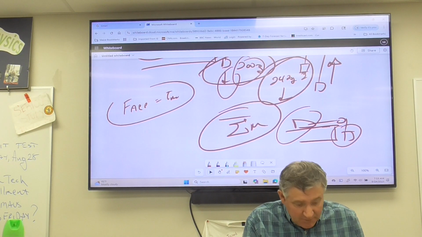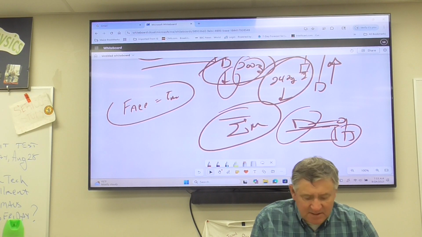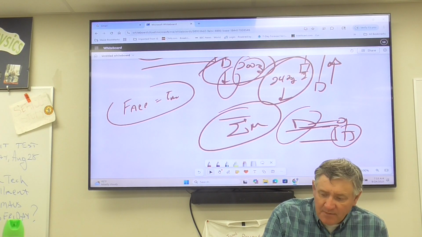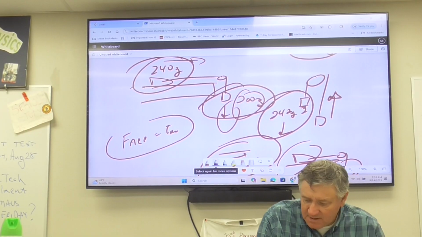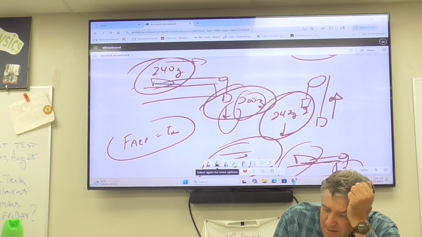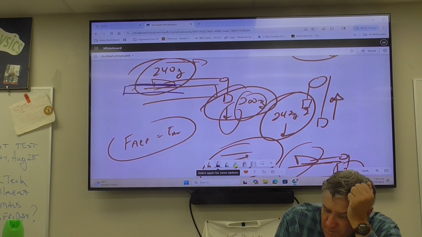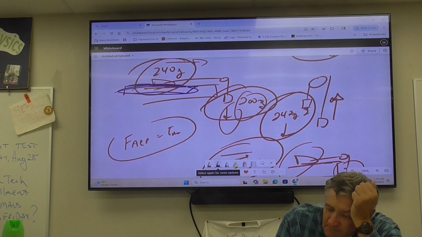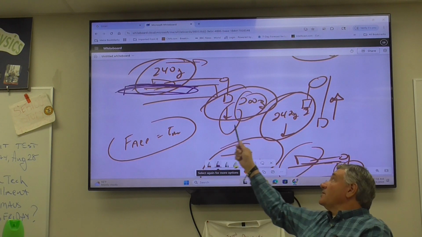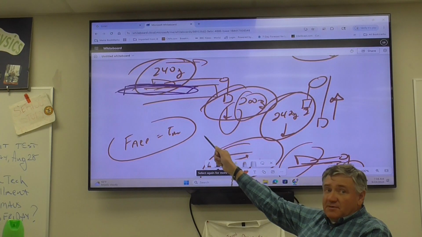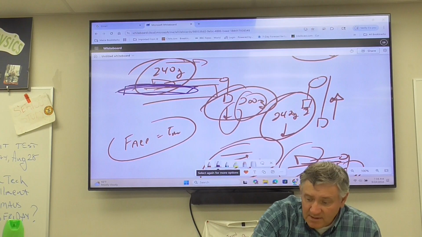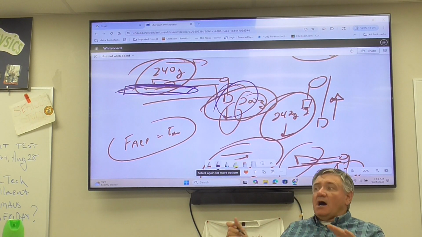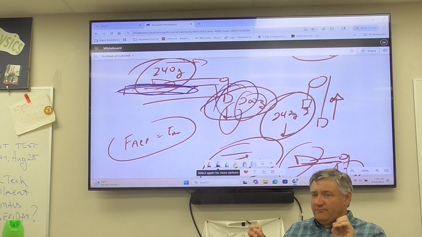Now, on number 3, here's what's going to change. Now there's friction. So listen to me. On a problem like this, when there's friction, that friction only occurs between the block that's up there on the table and the surface. This mass out here is not affected by friction because it's not in contact with the surface.